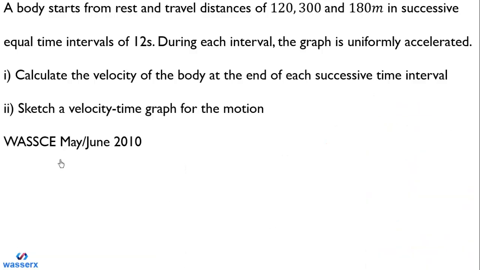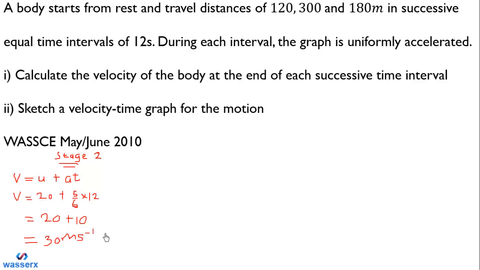Now we need to calculate the velocity of this stage. We are still at stage 2. For velocity, we use v equal to u plus at. Substitute to get u, the initial velocity, which is 20, plus a, which is 5/6 that we just calculated, times the time, which is 12. This simplifies to 10, so the whole thing becomes 20 plus 10, which is 30 meters per second. That is the velocity at the end of that stage, 30 meters per second.